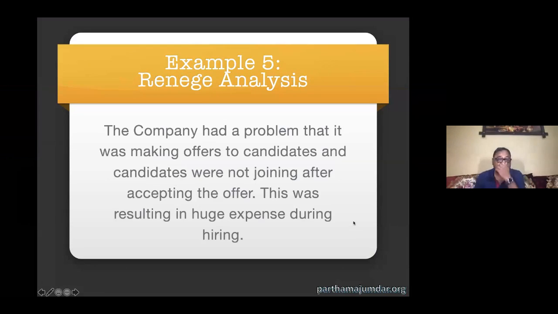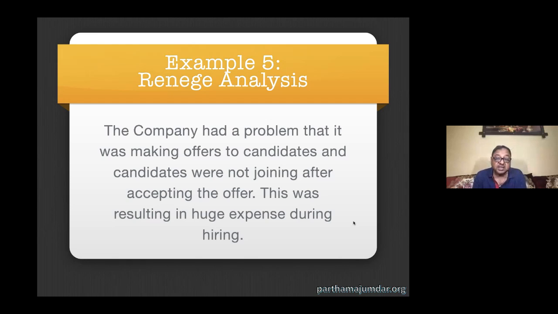I take one last example. This is a problem from the HR sector. HR people have a typical problem known as the renege problem. Renege basically means that the company makes an offer to a candidate after going through the whole process of selecting the candidate, interviewing and so on, and makes the offer, and the candidate accepts the offer and then does not join.